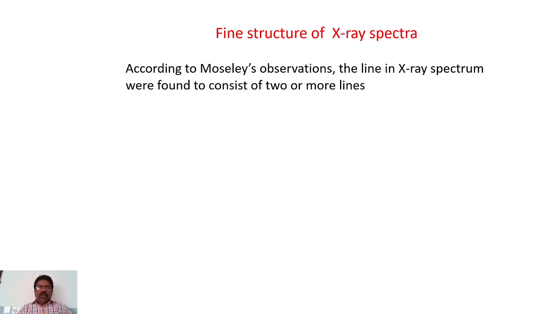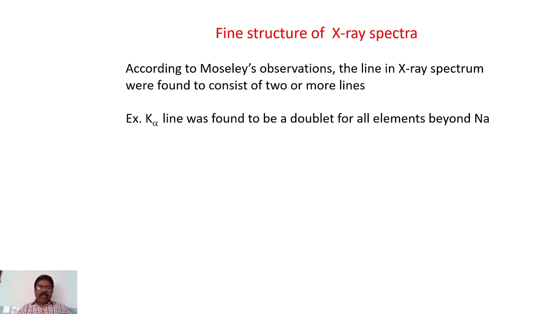According to Moseley's observation, the lines of the X-ray spectrum were found to consist of two or more lines. So it is not a single line; the X-ray lines have fine structure. Moseley performed a number of experiments, and according to him, these lines have fine structure. For example, the K alpha line was found to be a doublet for all elements beyond sodium.